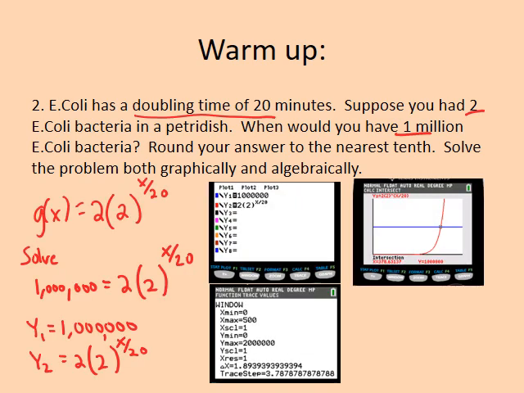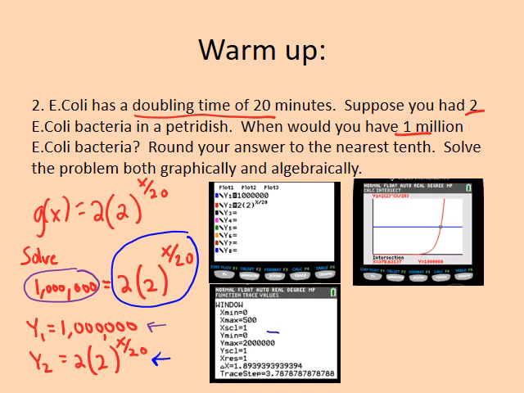Since we solved the last warm-up algebraically, this one we will solve graphically. You need to put into your y1 this side of the equation, and then you need to put into y2 the other side of the equation. The goal is to find the intersection. Now, these were my windows. I played around with the windows until I got there.